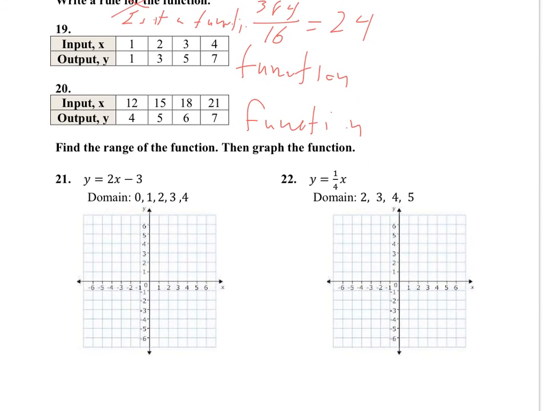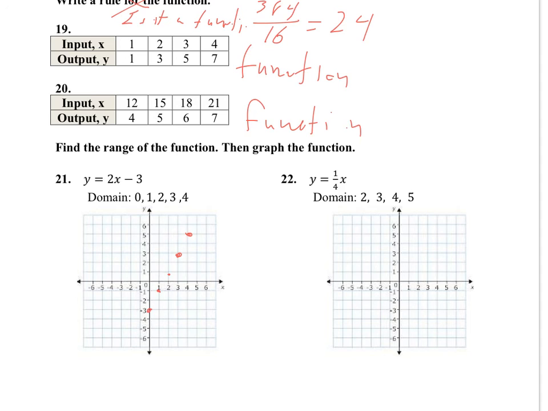And if we go down here to the bottom, all right, I needed to plot all these. So if x is 0, y comes out to be -3. If x is 1, I should get -1. If it's a 2, I should get a 1. If it's a 3, I should get 3. And if it's a 4, I should get 5.